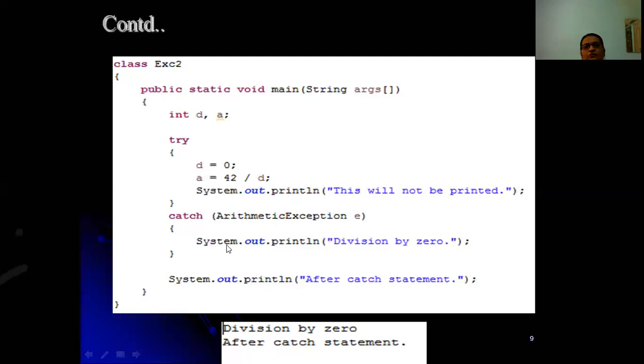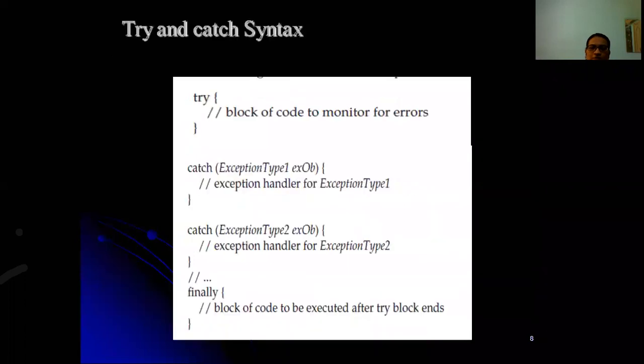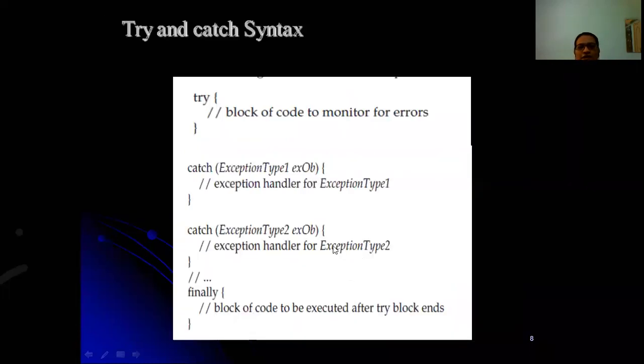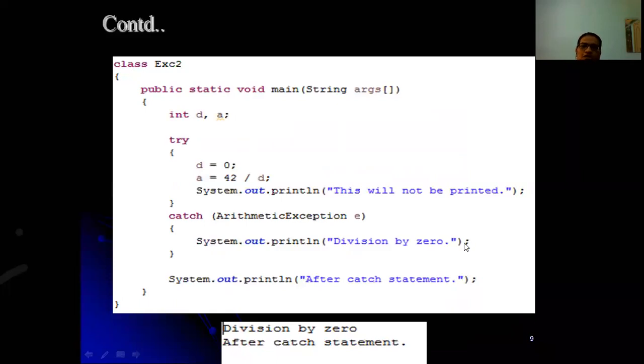So catch should be like a function: catch, arithmetic exception, the class name and the object. Within that you can have your own statement, or you can have a built-in statement. For example, you can put exception plus e, so it will give a system generated exception, as in the earlier example, java.lang. Plus e indicates that we are appending the system generated exception.